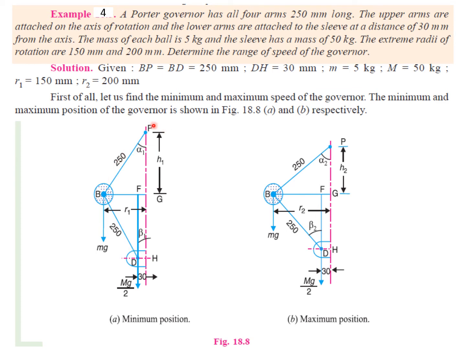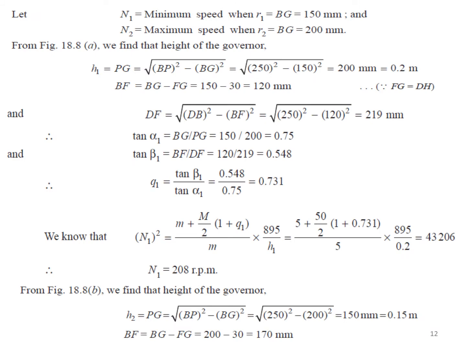Okay. So all the data is given. So first we have to find out H1 and then we have to find out H2 and then we have to find out the value of N1 and N2 by taking the value of Q into consideration. So we have to find out Q1 and then we have to find out Q2. So N1 is the minimum speed at minimum radius of rotation 150 mm. N2 is maximum speed at maximum radius of rotation 200 mm.